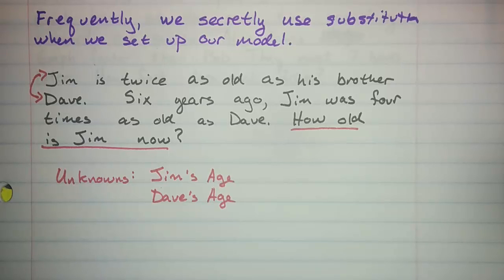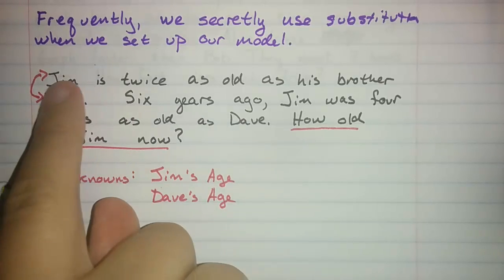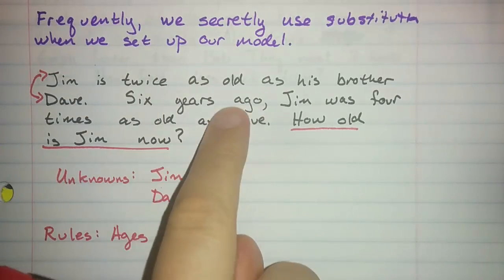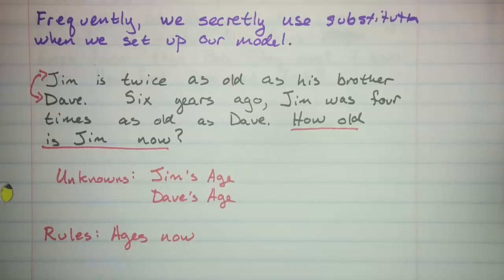I hope I have enough information. I hope I have enough rules to build a system. What rules do I have? Well, I have this rule relating their ages now. And I also have this rule relating their ages 6 years ago. And I think that's it, right? And of course I have my background knowledge, which tells me that, for example, people age at the same rate.